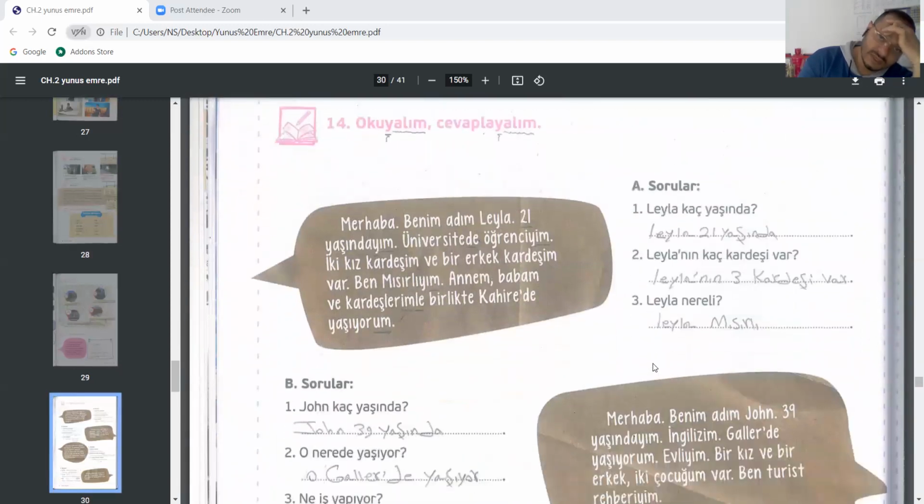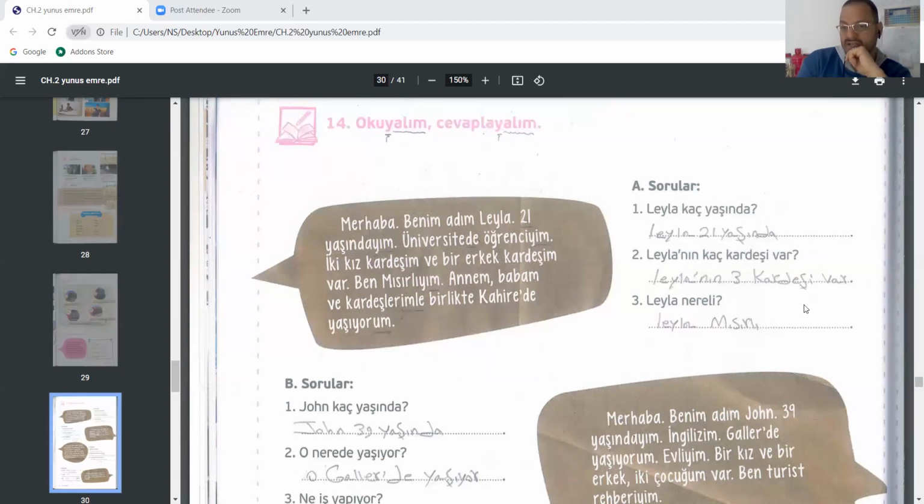Okuyalım, cevaplayalım. Merhaba, benim adım Leyla. 21 yaşındayım. 21 years old. Üniversite öğrencisiyim. I'm a student at the university. 2 kız kardeşim var. I have 2 sisters. Bir erkek kardeşim, and one brother. Ben Mısırlıyım. I'm Egyptian. Annem, babam ve kardeşlerimle birlikte Kahire'de yaşıyorum. My mother, father and my brothers, we live together in Cairo.